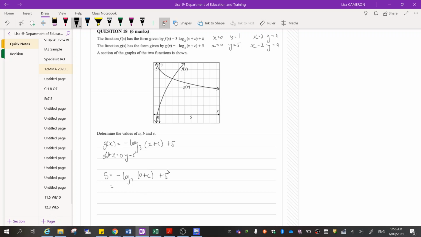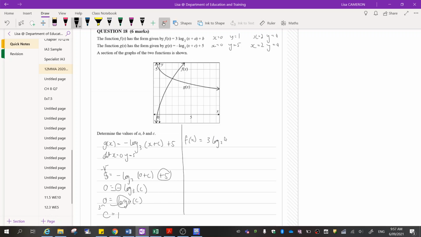Okay, next thing I'm going to do is take this 5 to the other side by subtracting 5. So I'll be left with 0 is equal to minus log base 3 of c. I'm going to take this negative across by dividing, so then 0 will be equal to log base 3 of c, and I'm going to take log 3 across by making 3 the base. So that will give me c is equal to 1. So now I've solved this first one. The next one's going to be a bit longer. Okay, so let's look at f(x).